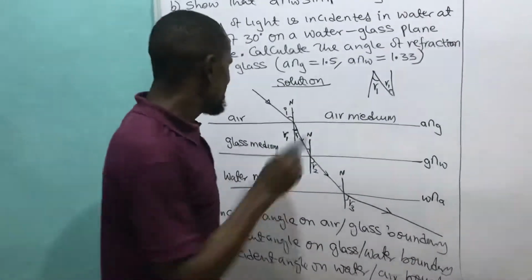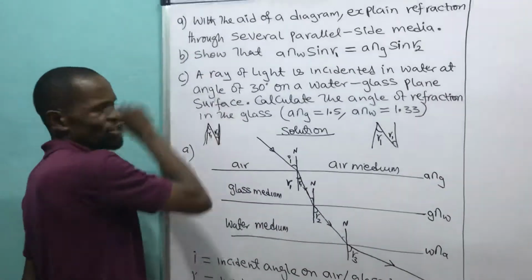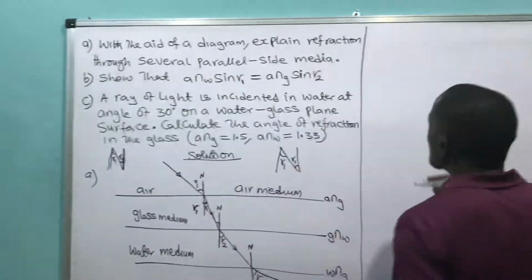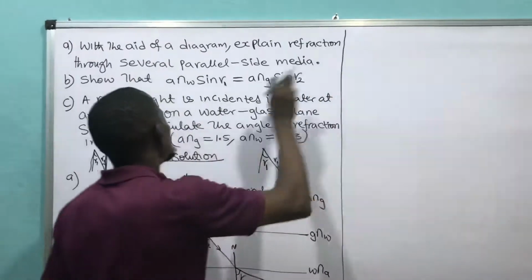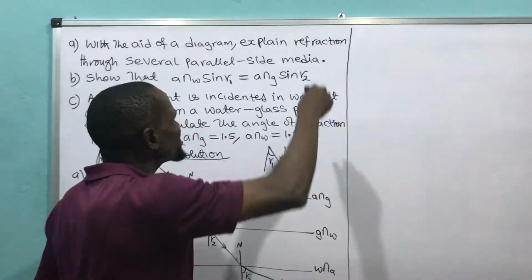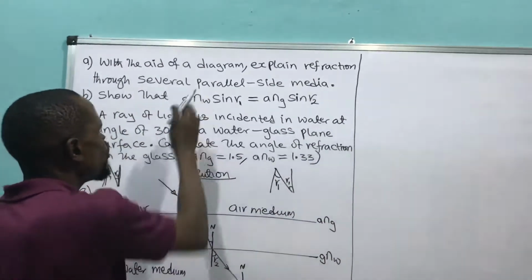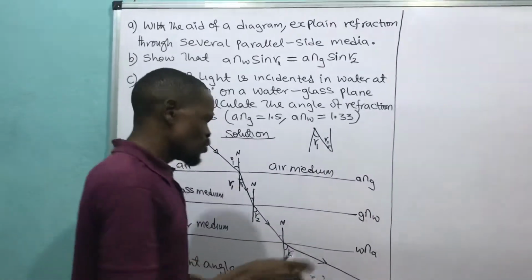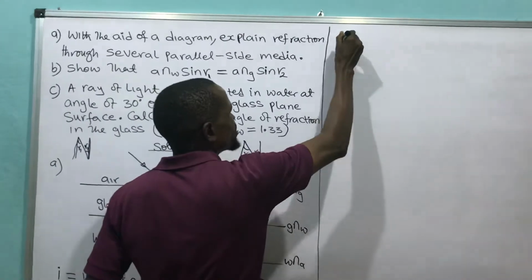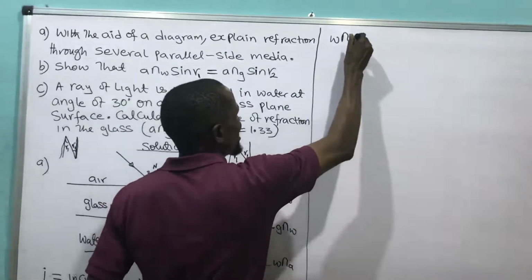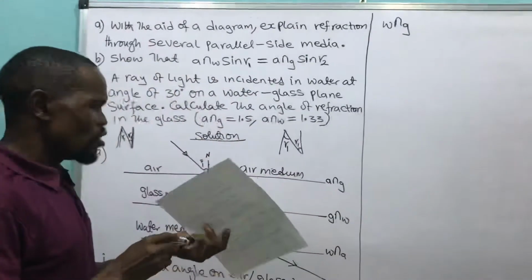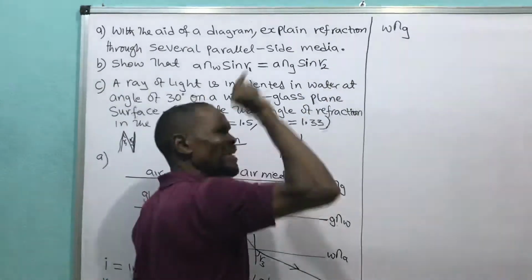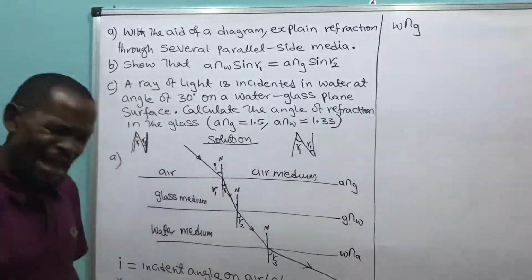Come over here. Let's deal with question number 2. Here, we said water to glass. What does this mean? I'm moving from water, entering glass. That means I'm in water, entering glass.